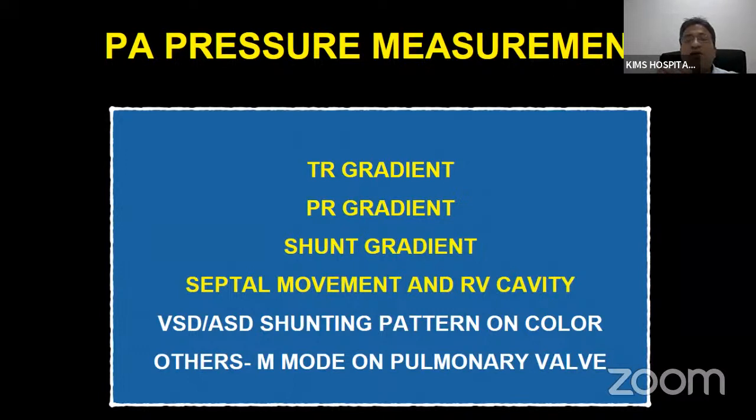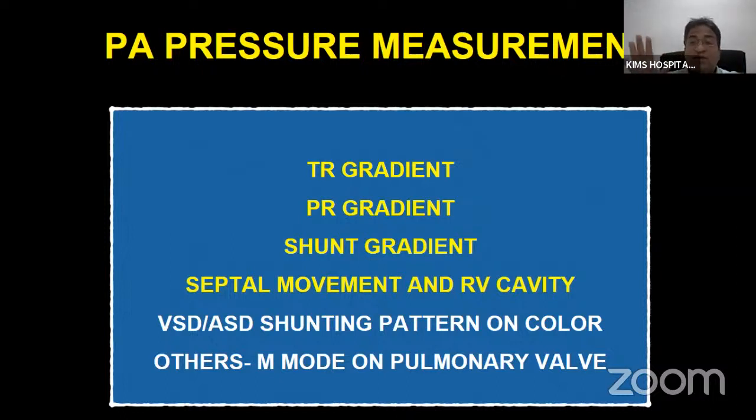In the same way, when you are taking the TR gradient, suppose the TR gradient comes to 30, that means there is a pressure difference between RA and RV. So to 30, you add the RA pressure. How to add the RA pressure? When the IVC is not dilated, add 8-10 to that. So that will be the RV systolic pressure.